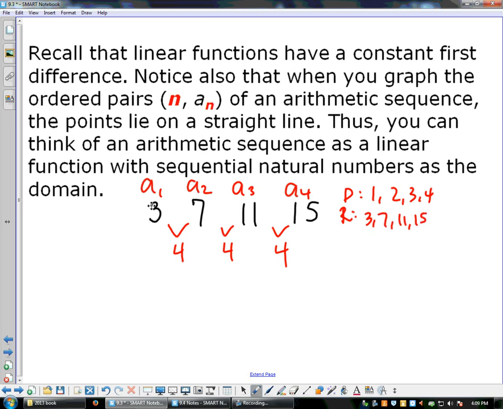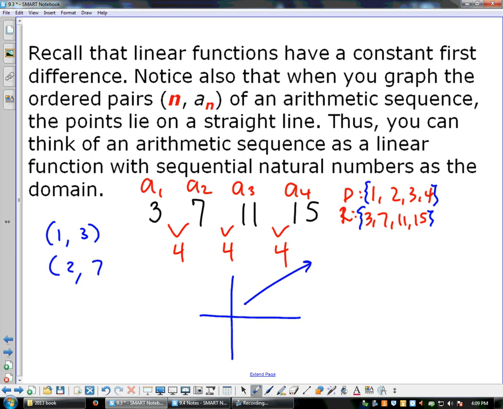I'd want to put a little notation here to say it is just these values. If I were to graph those, that would be a straight line, a linear function, because you'd be plotting the ordered pairs (1, 3), (2, 7), (3, 11), and (4, 15), and those are going to end up being a nice straight line.